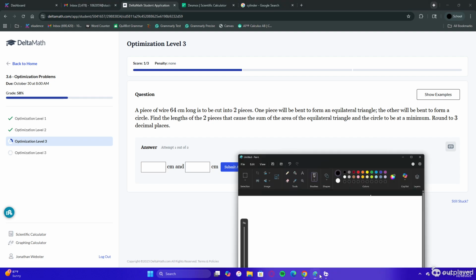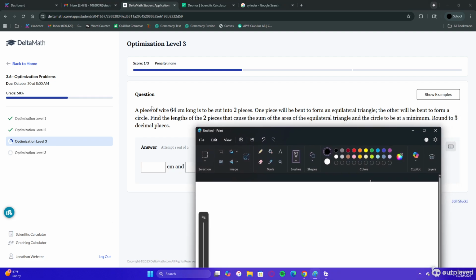Okay, now we're given a question where we have a piece of wire that is 64 centimeters long, cut into 2 pieces. One piece is going to be made to form an equilateral triangle, like this, and the other will be made to form a circle, like that. So now we have to find the lengths of the 2 pieces that cause the sum of these 2 areas, area here plus area here, to be at a minimum.